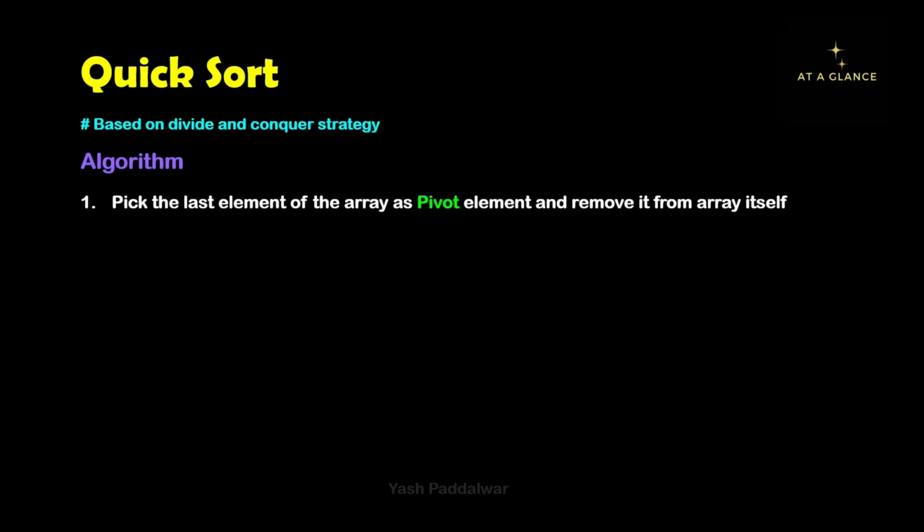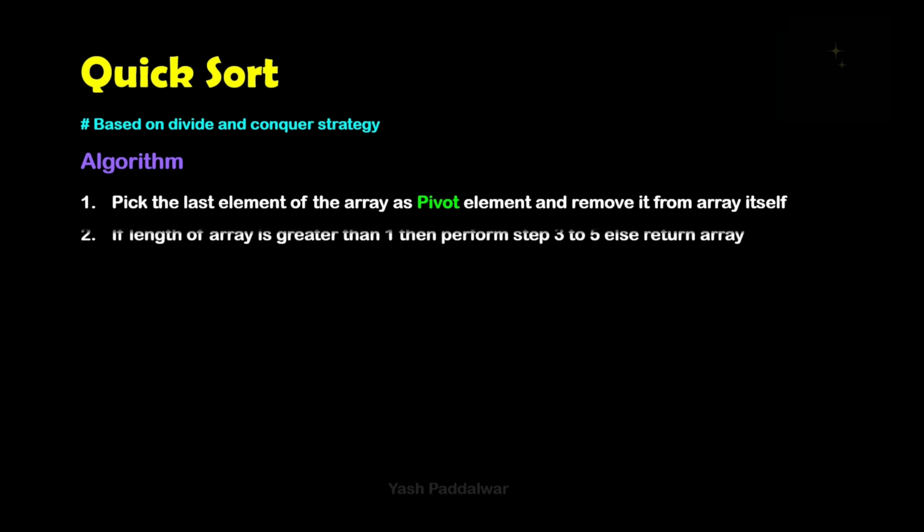So the first step is to pick the last element and name it as the pivot element. Once you have named it, you need to remove it from the original array. Now we need to check the condition whether the length of the original array is greater than 1. In that case only we will have to execute steps 3 to 5.